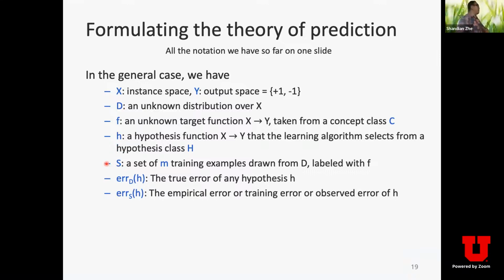Then we denote the set of training examples by S, and suppose their size is m. The labels of those training examples are given by the target function f. Based upon that, given your learned hypothesis h and your unknown data distribution D, which is in charge of generating all those instances, you can define the generalization error, or the true error. Can anyone recall the definition of this? What's the generalization error?